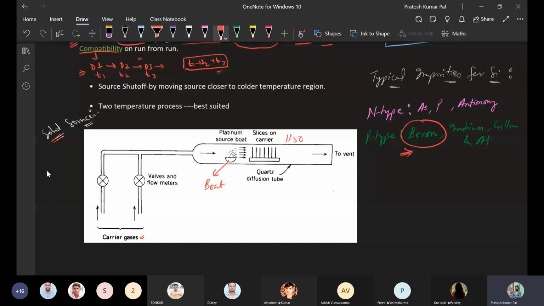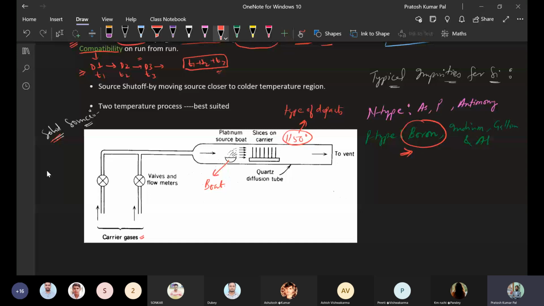So based on the type of dopant, different temperatures are required. This process is going to take place at a higher temperature, more than 1000 degrees. Based on the dopant, it will vary. This is in case of boron. If boron is the dopant, in that case 1150 is considered the diffusion temperature. This solid source will be heated, and the surface will also be heated.